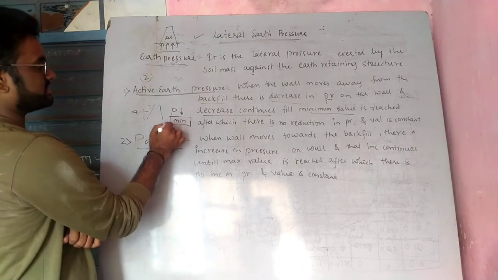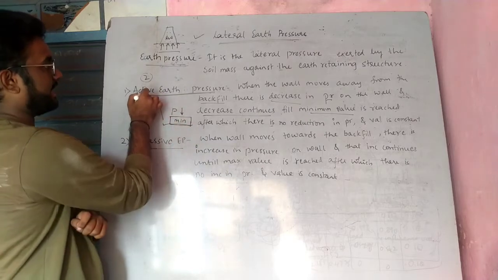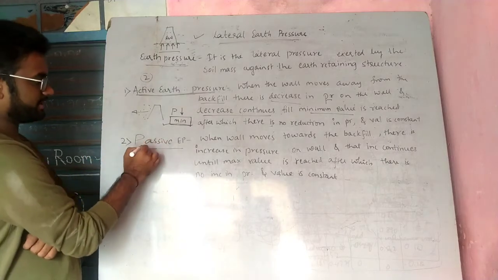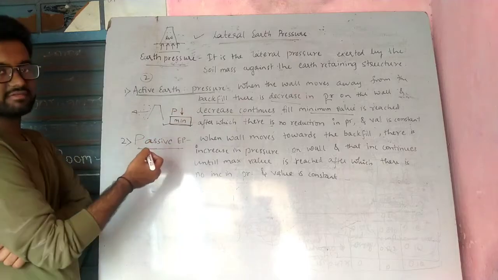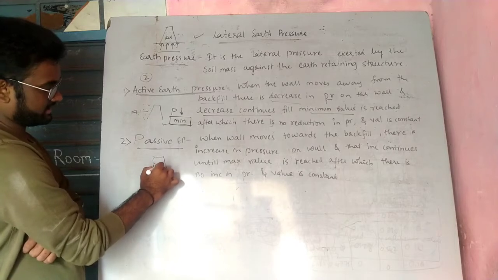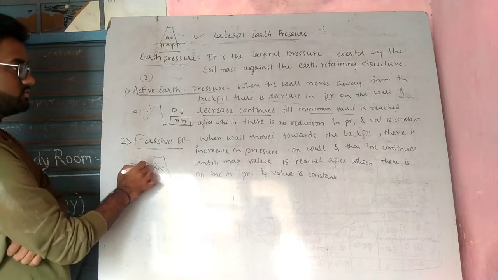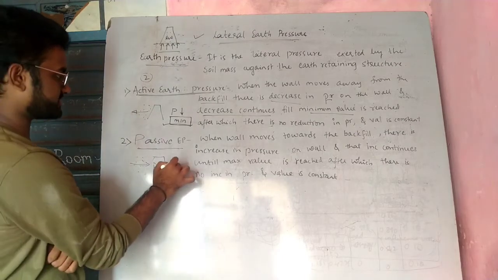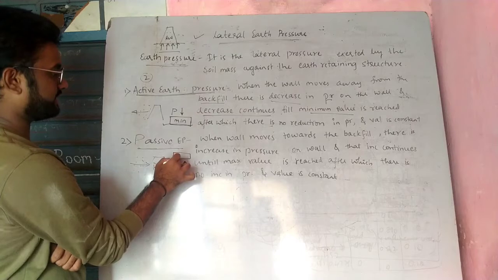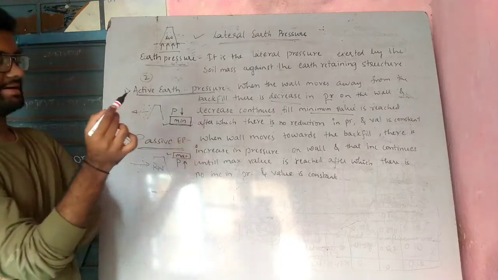Until this minimum value is reached, and then it remains constant, that constant pressure is called active earth pressure. Now coming to the next part, that is passive earth pressure. It is exactly opposite of active earth pressure. Here, if this is the earth retaining structure or the retaining wall, the wall moves towards the backfill and there is an increase in pressure. Pressure will increase to the maximum value. At this maximum value, the pressure remains constant and that pressure is called passive earth pressure.